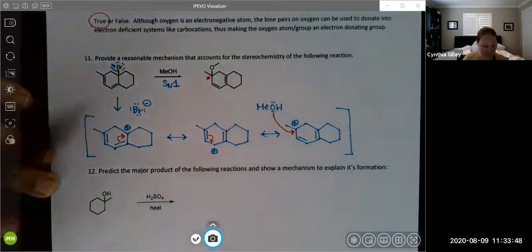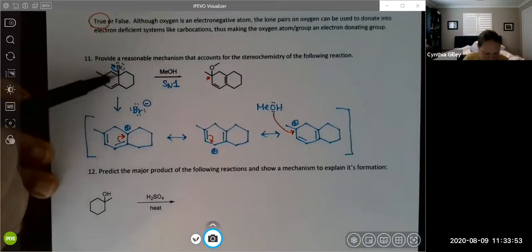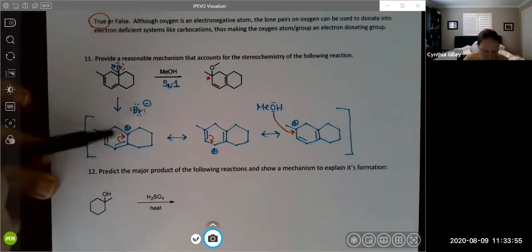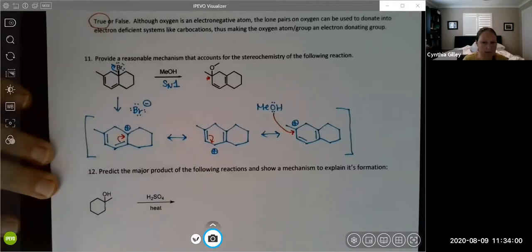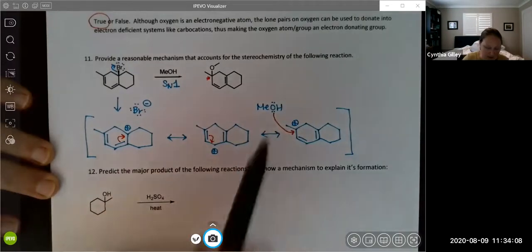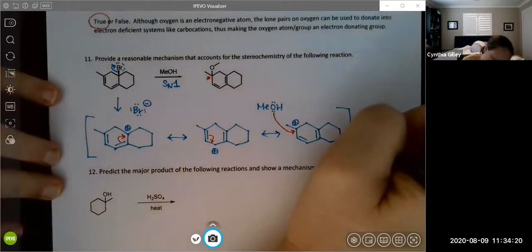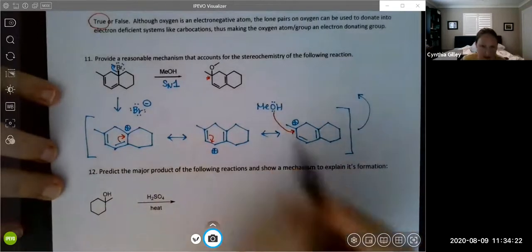Now, as soon as this leaving group has left, what used to be a chiral center is now trigonal planar and has no chirality. This is no longer a chiral center, and this is also not a chiral center. So this is trigonal planar with an empty p orbital on that carbon. Methanol can attack from the top or from the bottom of that planar structure with equal probability, leading to a mixture of enantiomers. So that's where you get the chirality.